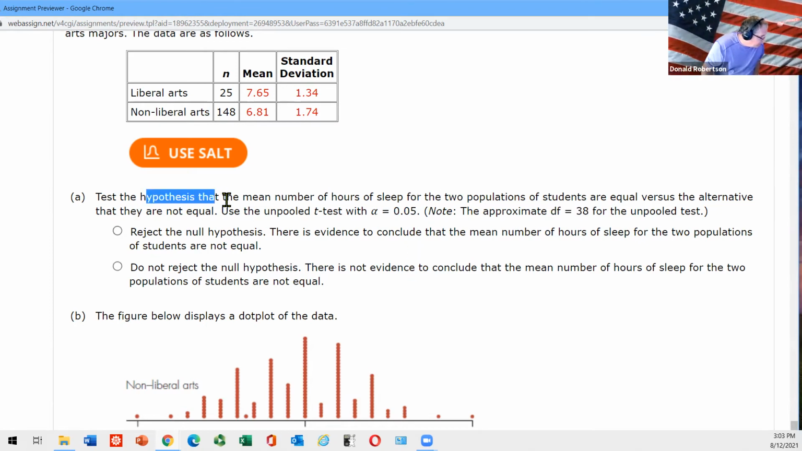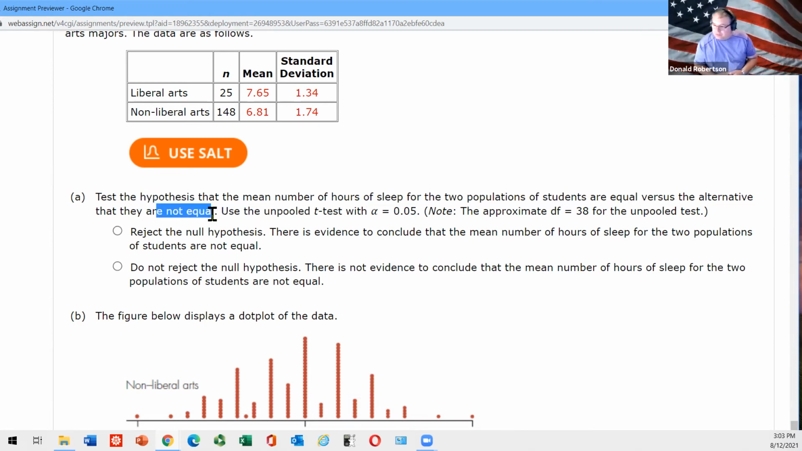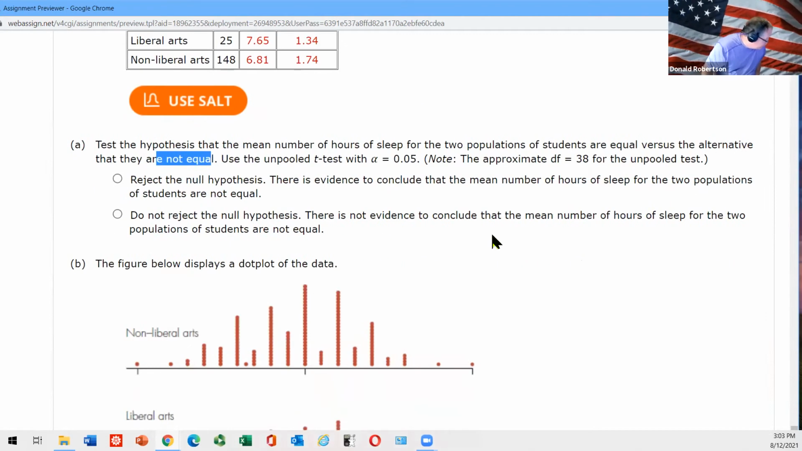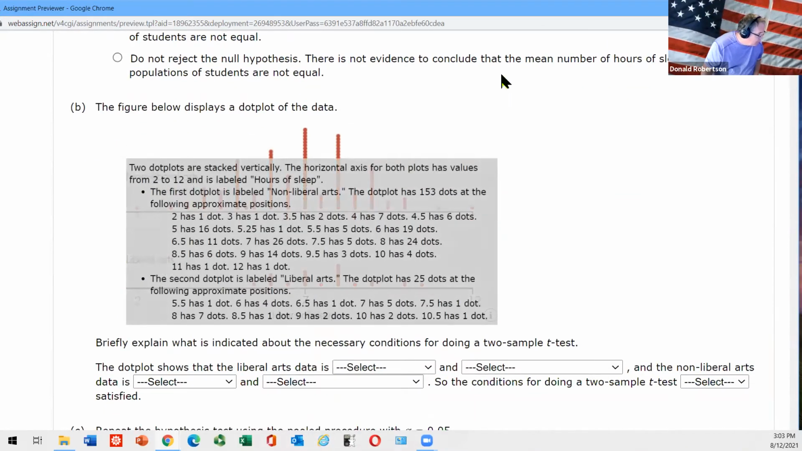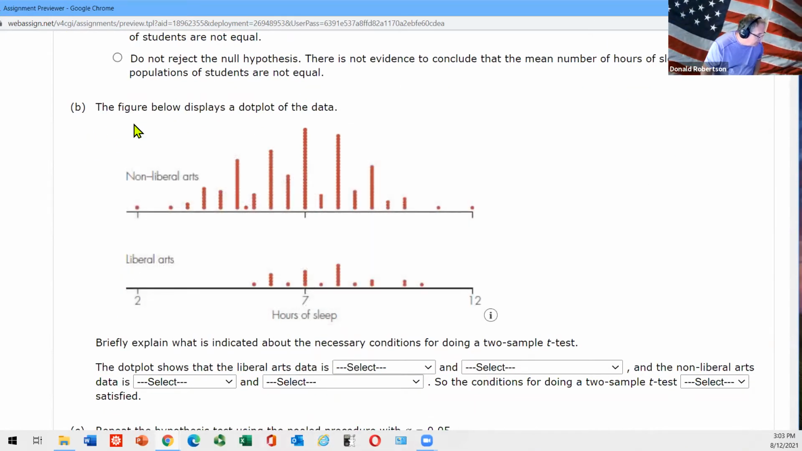And we're asked to test whether the mean number of hours of sleep for the 2 populations are equal or not equal. So can you see this one's going to be a not equal to 0 test? You get the right answer, you get the wrong answer. And here is what the data looks like for the non-liberal arts students and the liberal arts students.